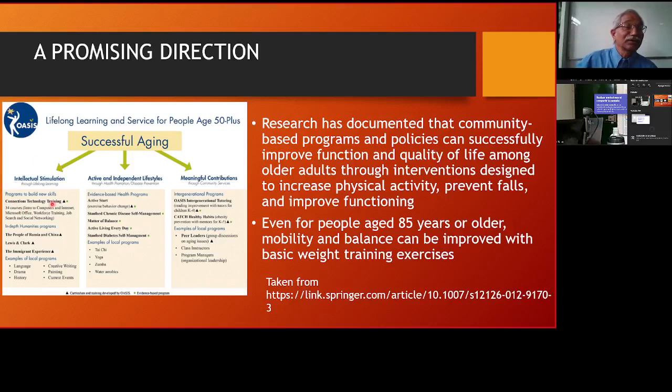So intellectual stimulation, active and independent lifestyles, and meaningful contribution. These are the three things which are very important for old people to live and survive happily. If one doesn't have meaningful contribution, then it's a waste. Like I love editing books. So I think even if I retire, I am going to continue till my brain works, so that it is a meaningful activity, a contribution to society.